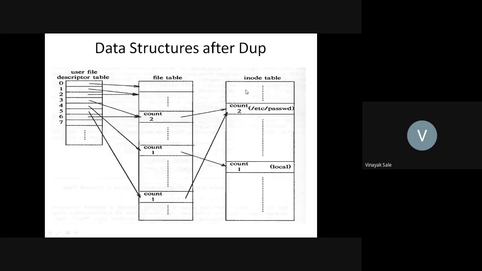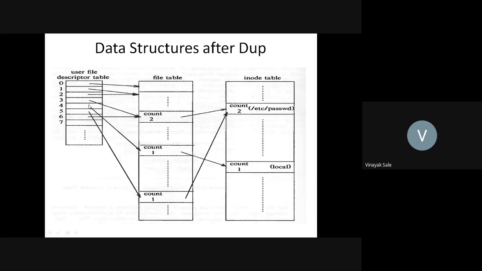See in this figure, this is the user file descriptor table, this is the file table, and this is the inode table. So in the user file descriptor table, at the third location, the file is opened for, suppose, a reading purpose. In this example, the opened file is etc password at the third location. Suppose it is opened the first time for reading purpose.